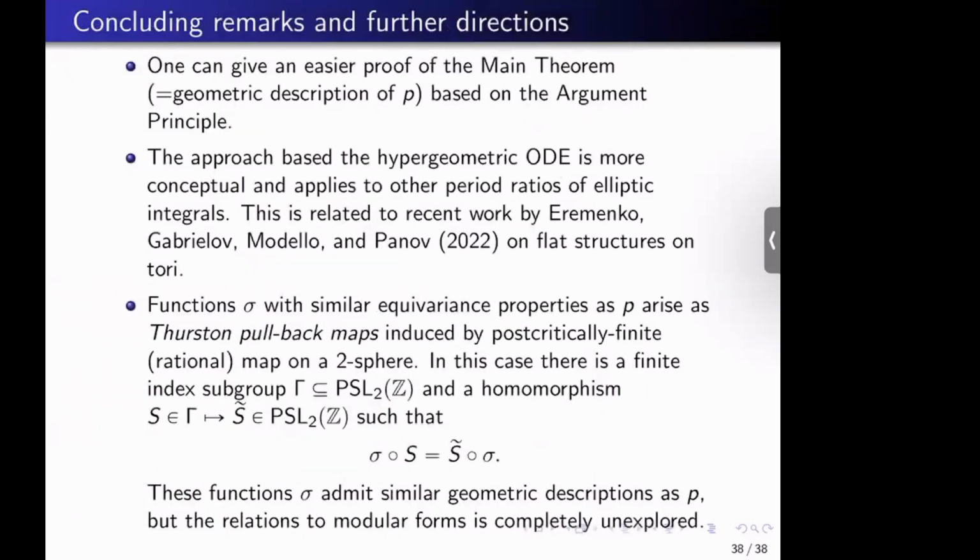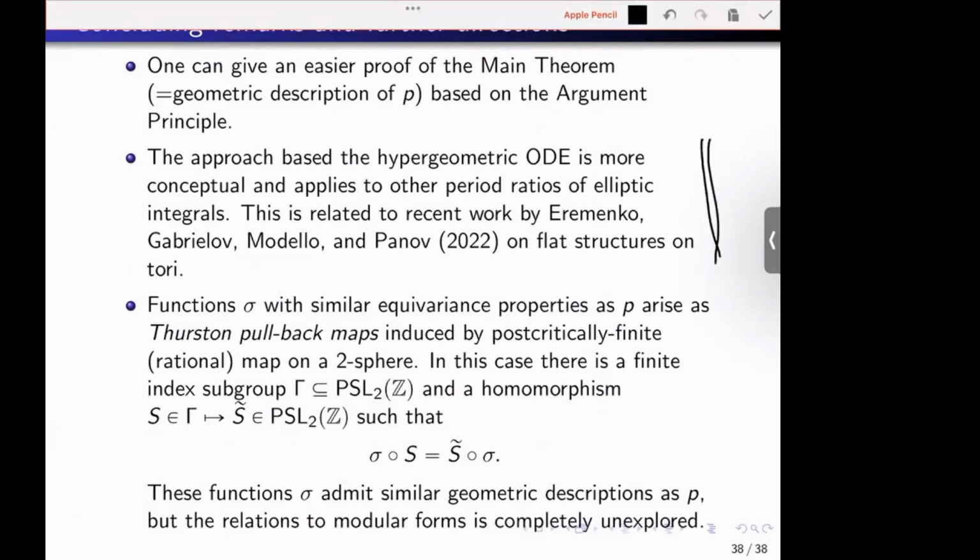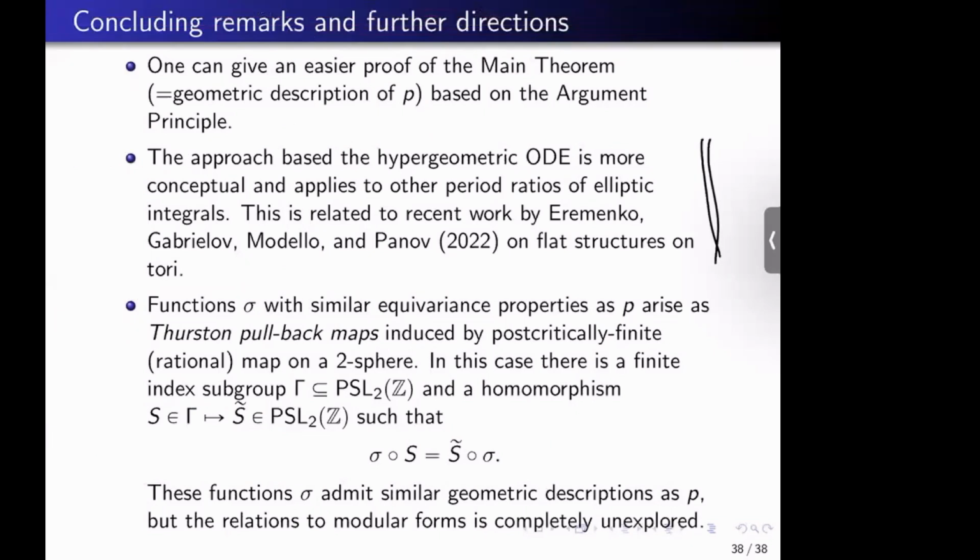So let me finish my talk here by making some additional remarks. Once you somehow know what the function should do, you can also give a much more elementary proof based on the argument principle. But I think this ODE approach, going through the hypergeometric equation or the Schwarzian derivative, is a more systematic approach because it also applies to some other situations.